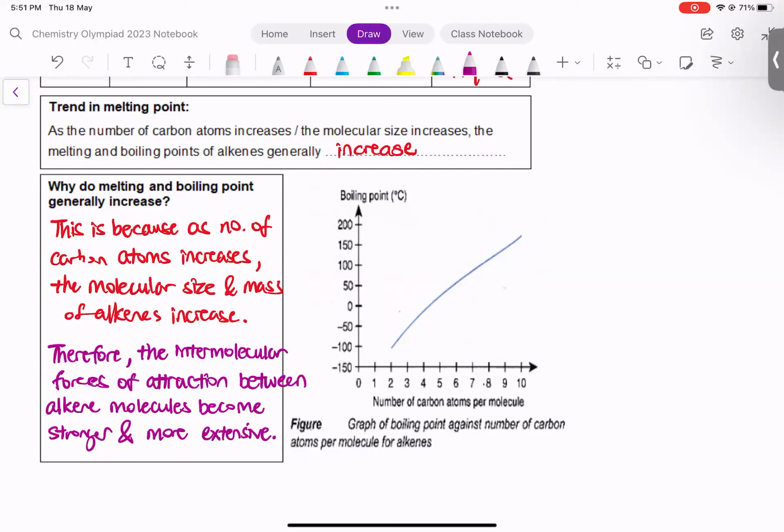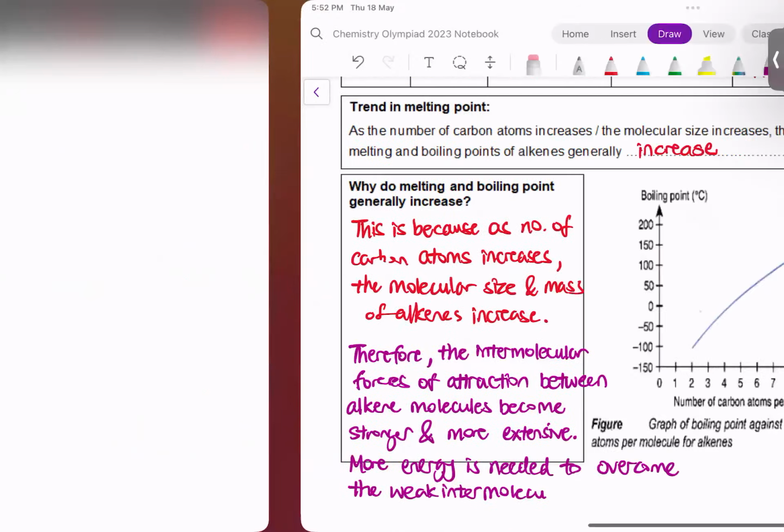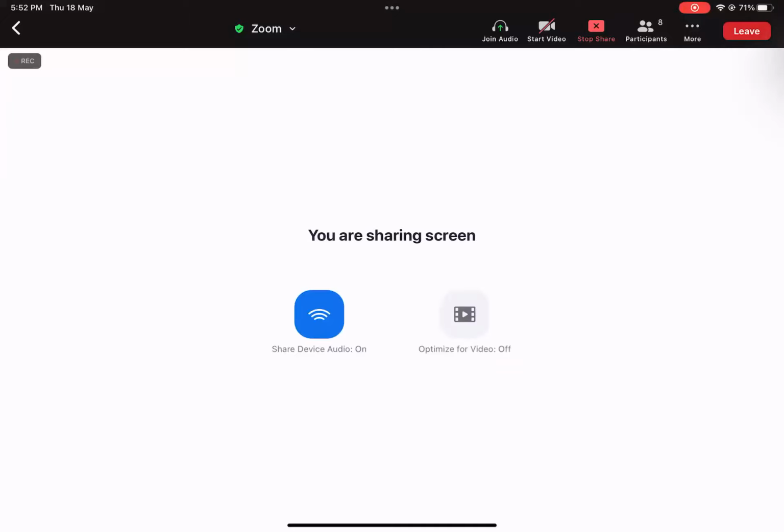well. All right, so more energy is needed to overcome the weak intermolecular forces of attraction in larger alkenes. Oops. Okay, give me a minute.